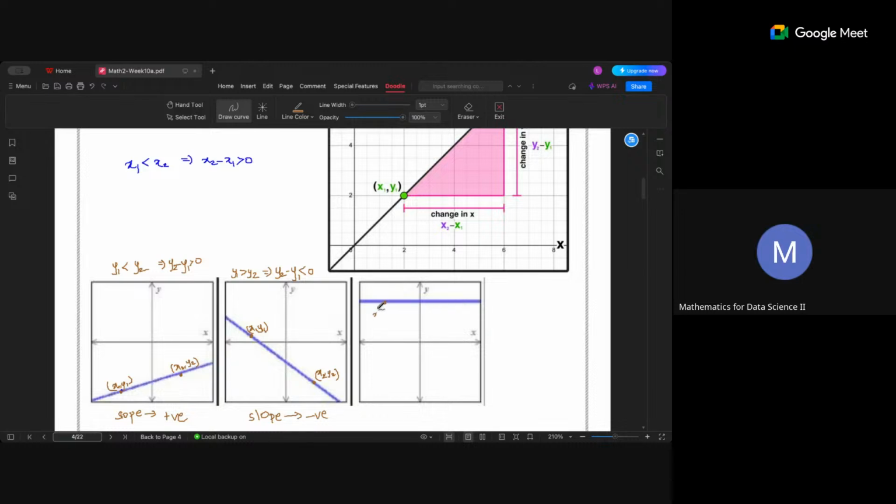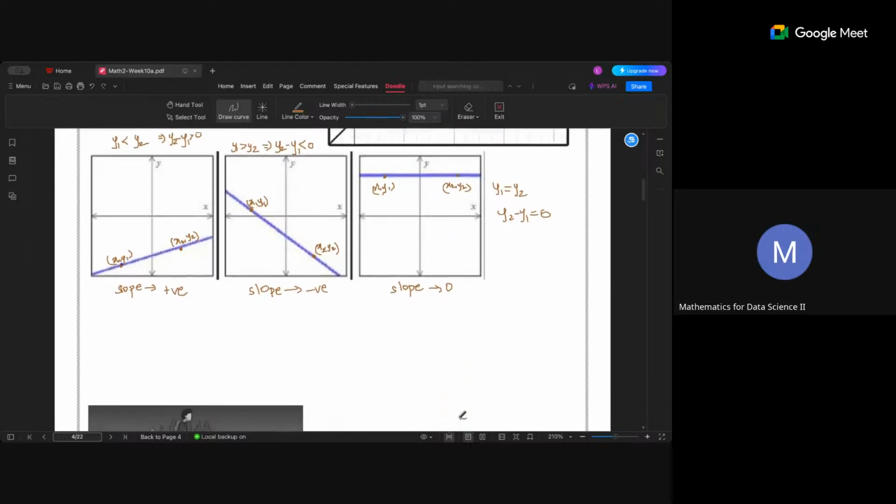Now consider this graph. Here, let us take any point x1, y1 and another point x2, y2. Now, what can you say about y1 and y2? Both are equal, right? So in this case, what can you say about the slope? Now, y2 minus y1 is 0. So the slope is 0.